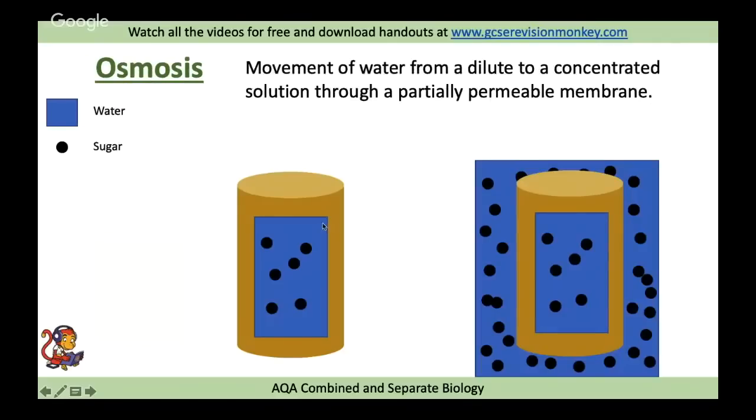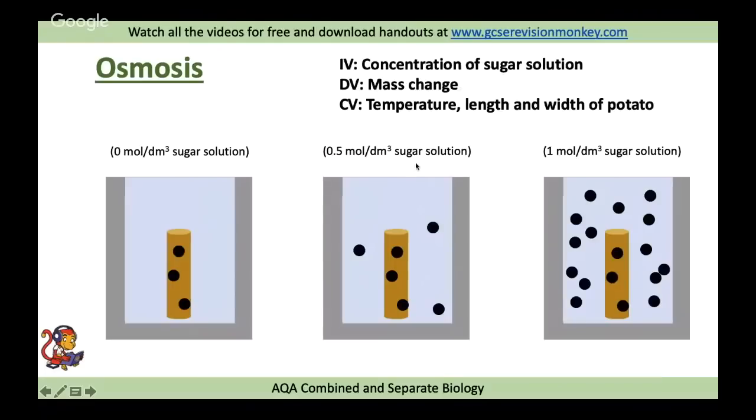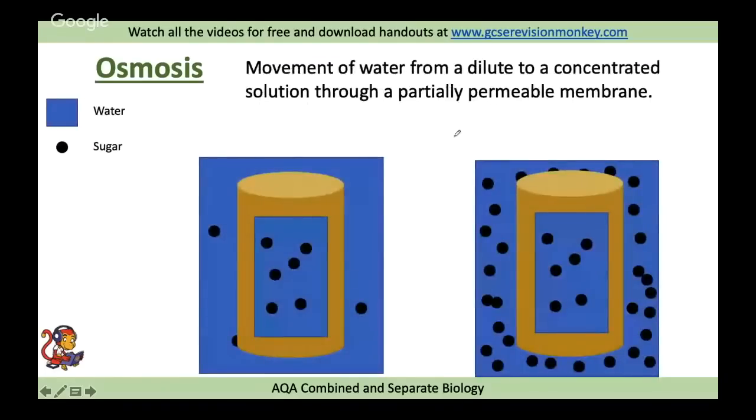Osmosis then, we'll talk a little bit about the content and then the required practical. So osmosis, this is the definition that confuses people. Movement of water from a dilute to a concentrated solution. This means from where there's lots of water, so a high concentration of water, to where there's not so much water, a low concentration of water. So you can use either definition in the exam, but they may well talk about it moving from a dilute to a concentrated solution.